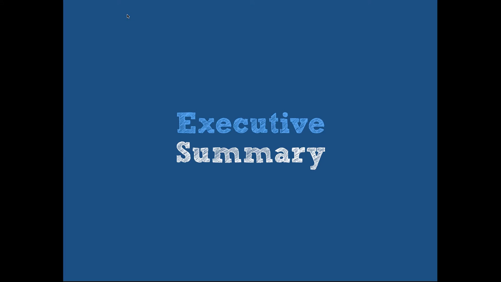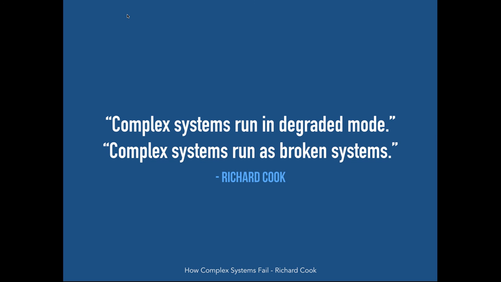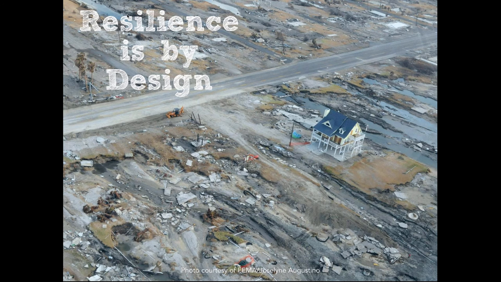So if I try to summarize what I just walked you through, I want you to remember that complex systems always run in degraded mode. Complex systems always run as broken systems. There's nothing that we can do about that. And instead of running away from that and trying to prevent failure from happening, we should embrace it, and we should embrace it at its core. We should build systems that are resilient by design.